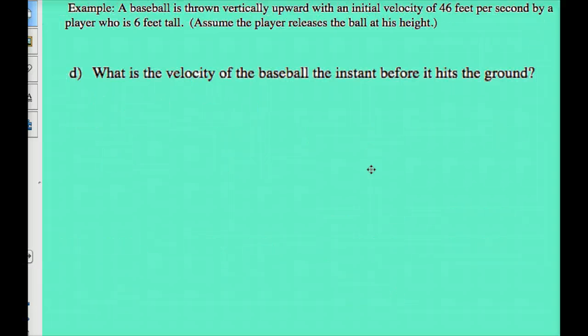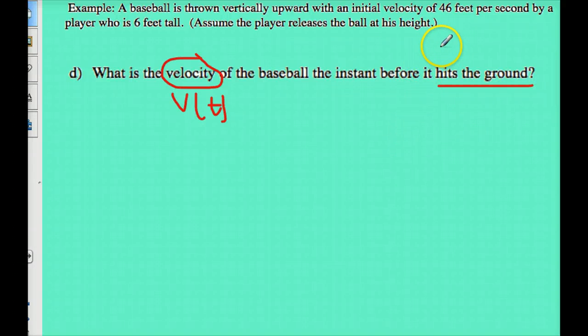The last question says, what is the velocity of the ball the instant before it hits the ground? So we need to take a look at what I'm looking for. It says, what is the velocity? So I'm looking for velocity, and I know the equation for just velocity, not an average velocity, is v of t. Then it says I want to know when this is happening, when it hits the ground. When I hit the ground, is that telling me about the position, the velocity, or the acceleration? Well, what it's actually telling me is when my position is equal to 0.